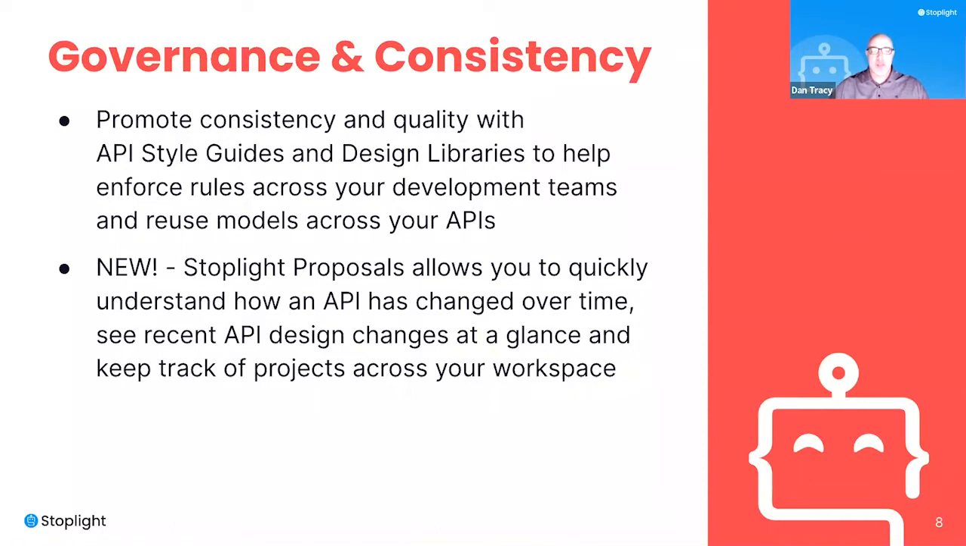Utilize Stoplight's public style guides to leverage sets of curated API design rules from top companies around security and design themes. Also, using our recently available proposals feature, you can now see recent API design changes at a glance and keep track of projects across your workspace. Proposals allow you to quickly understand how an API has changed over time, highlight breaking changes, and find changes more easily in Stoplight.